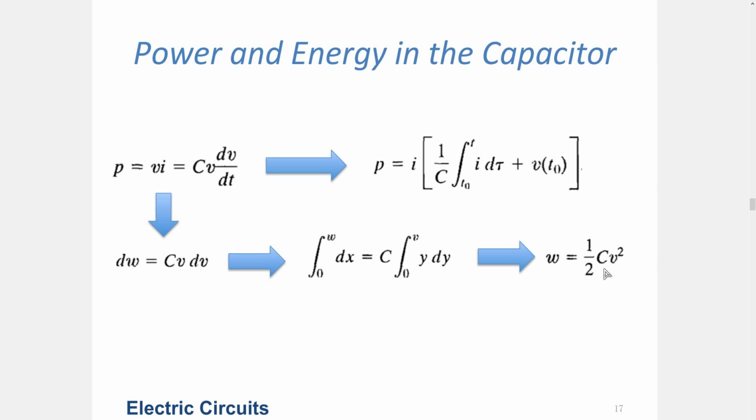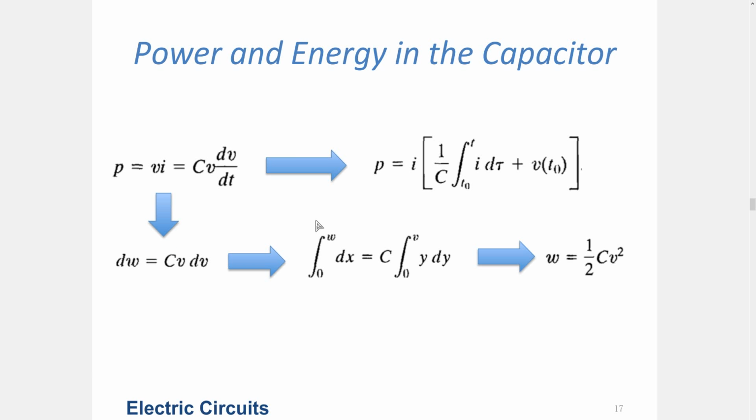Now, this is interesting because in the inductor, we had 1/2 L times I squared. So when there's a change in the current, the inductor will store the energy. And when there's a change in voltage, the capacitor will store this amount of energy. And we use this a lot in practical circuits to store and take back the energy to do certain work.